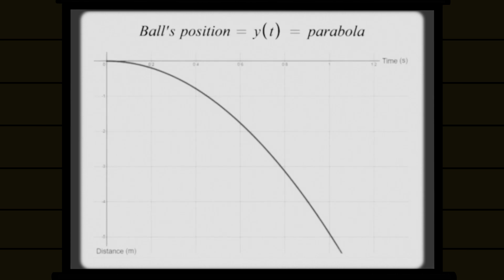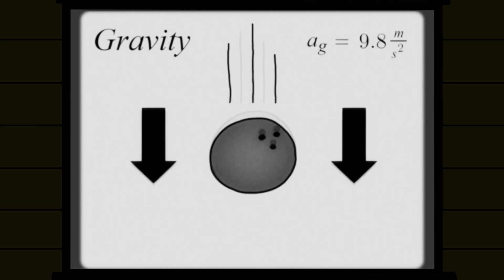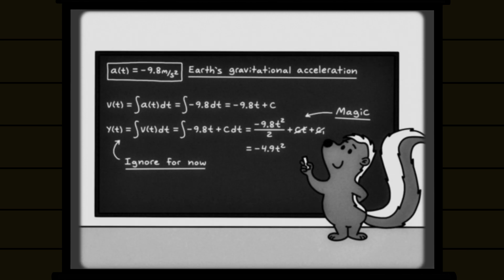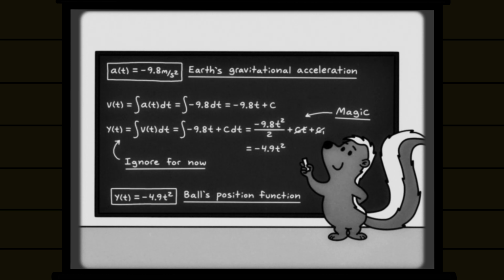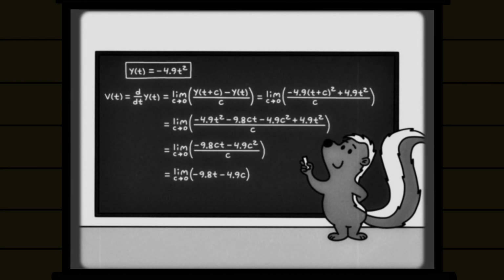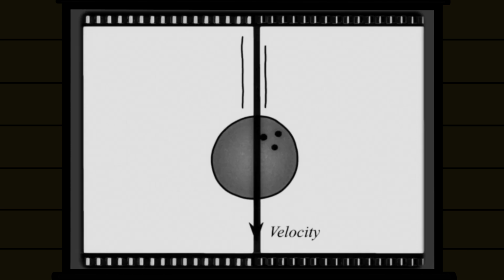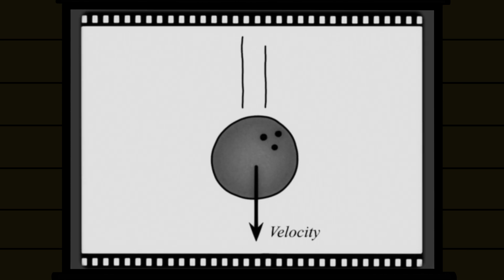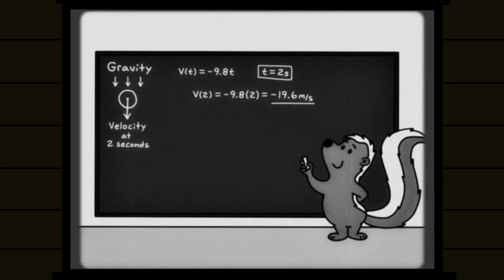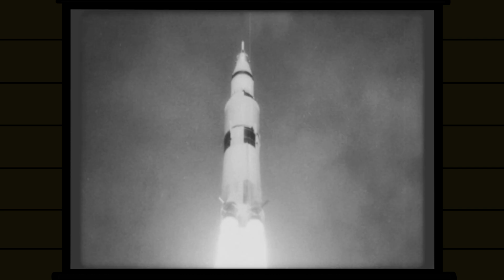If we were to drop a ball, its position versus time function would be parabolic, because gravity is accelerating the ball downward at 9.8 meters per second squared. With a little magic, we can formulate its position function to be negative 4.9 t squared. If we were to take the derivative of this position function with respect to time, we will get the ball's velocity as a new function of time. And if we want to find the ball's instantaneous velocity at any point in time, you just plug the time into the new velocity function that we got from taking the derivative of its position, which is super useful for physics and engineering.